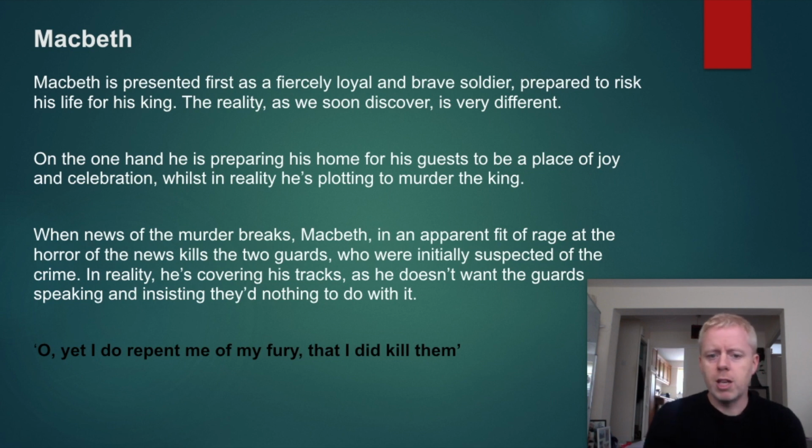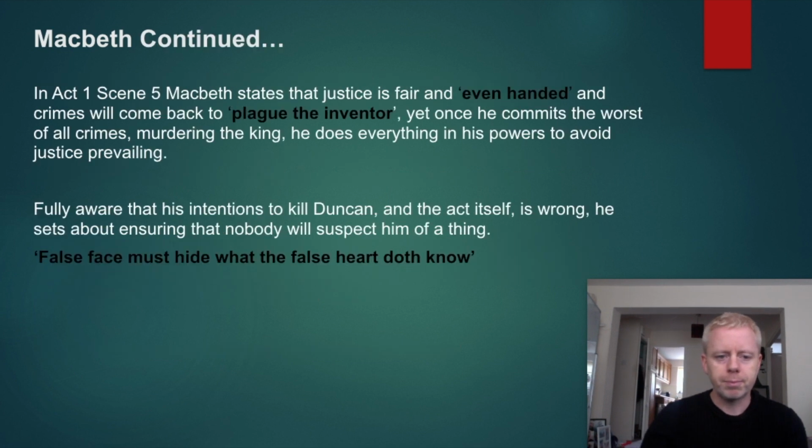On the one hand, he's preparing his home for his guests to be a place of joy and celebration, whilst in reality he's plotting to murder the king. Regicide, the worst of crimes. When news of the murder breaks, Macbeth, in an apparent fit of rage at the horror of the news, kills the 2 guards who were initially suspected of the crime. In reality, he's covering his tracks, as he doesn't want the guards speaking and insisting they had nothing to do with it. "Oh, yet I do repent me of my fury that I did kill them."